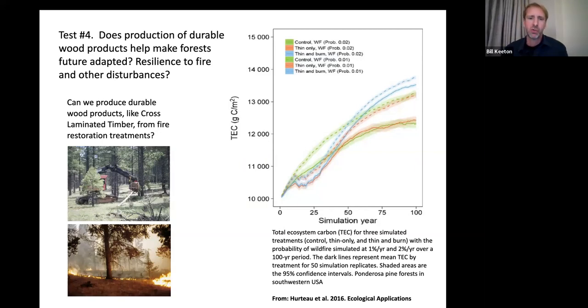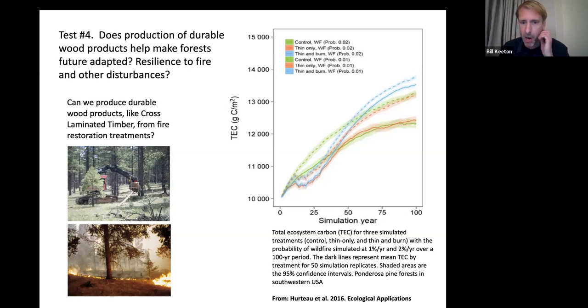So maybe I'll just use this one example for today, obviously one that's very important in the Northwest, the example being fire risk reduction. So we're all familiar with the mega fire issue. We all understand the importance of fire restoration treatments, thinning from below the canopy, fuels treatments, prescribed burning, those sorts of things. This is a little tricky to understand from a carbon standpoint, but that type of forestry has real carbon benefits.